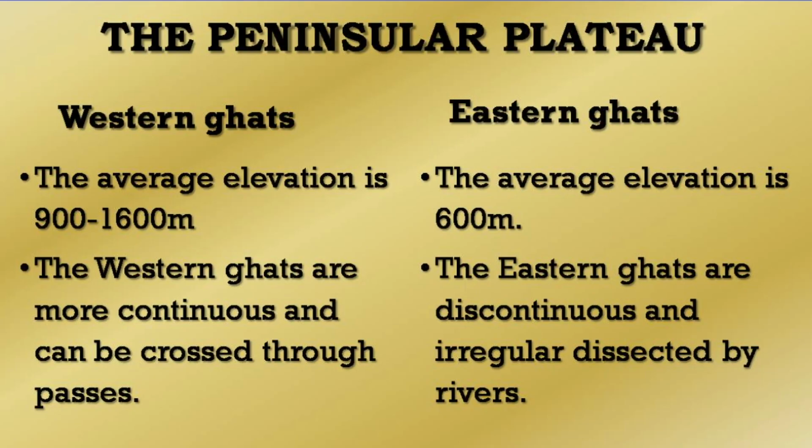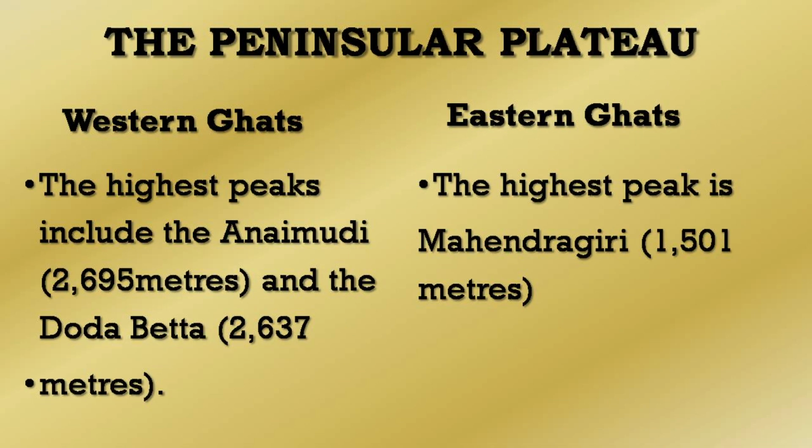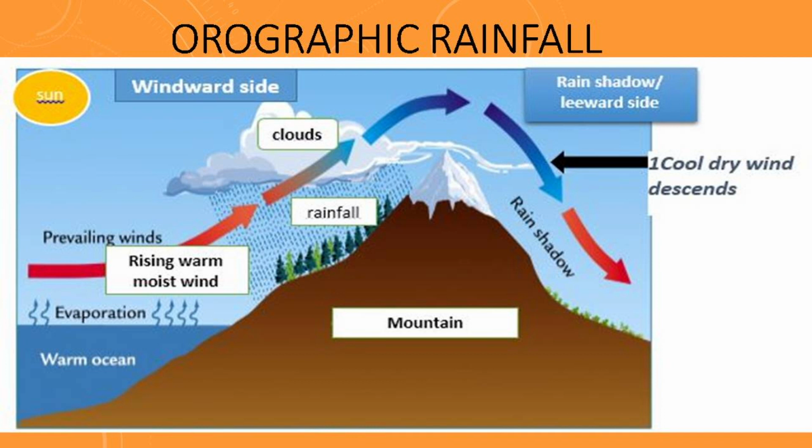Coming to the Western Ghats, their average height is about 900 to 1600 meters. The highest peaks in these ghats are Anaimudi and Doddabetta. These Western Ghats are higher than the Eastern Ghats. Do you know children, because of these Western Ghats, our country gets a kind of rainfall called orographic rainfall. Can anyone tell me the meaning of orographic rainfall? It is also called mountainous rainfall or relief rainfall.